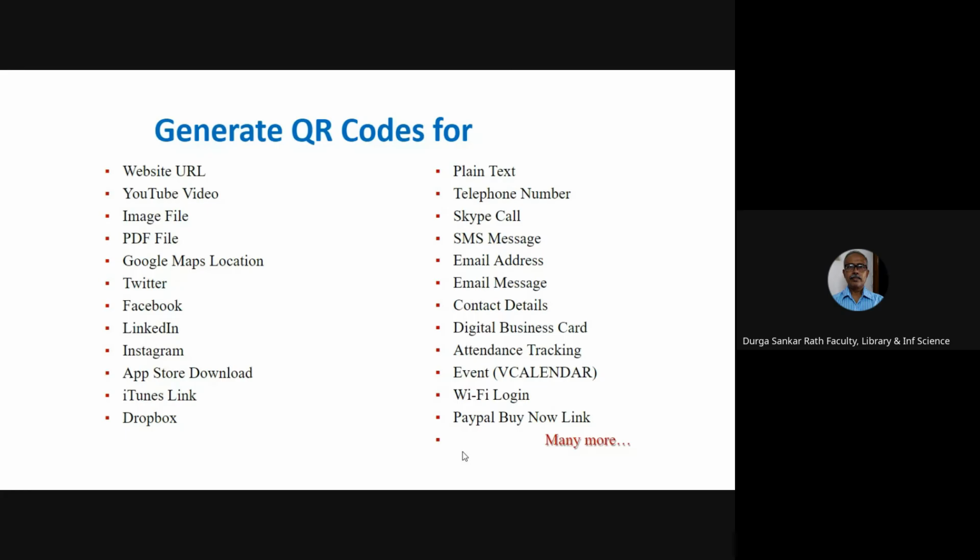So website URL, maybe plain text, telephone number, Skype call, SMS message, email address. All of these are the outcome of the internet, and contact details, digital business card, attendance tracking, event, Wi-Fi login, and PayPal buy now link.